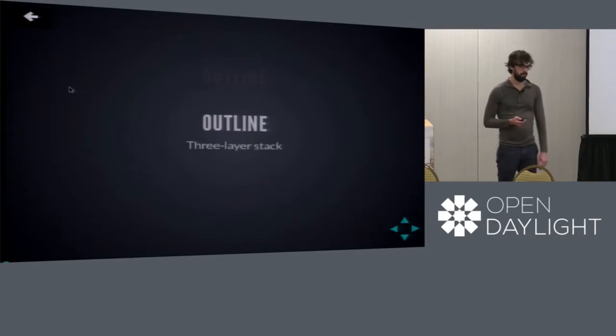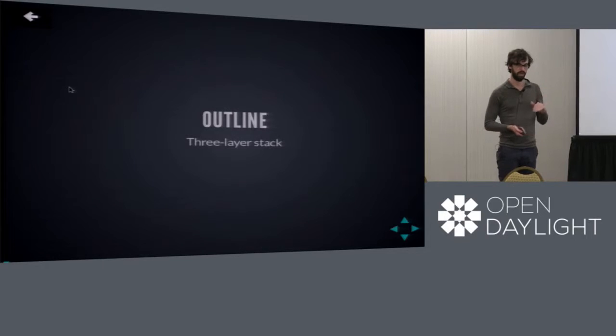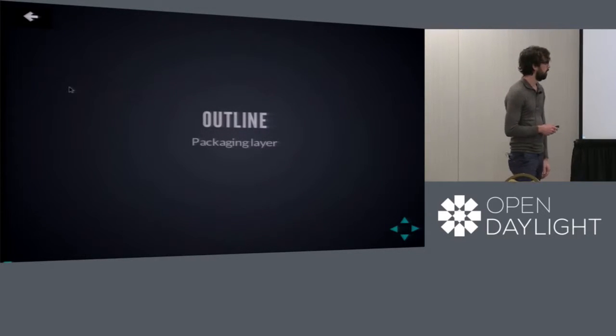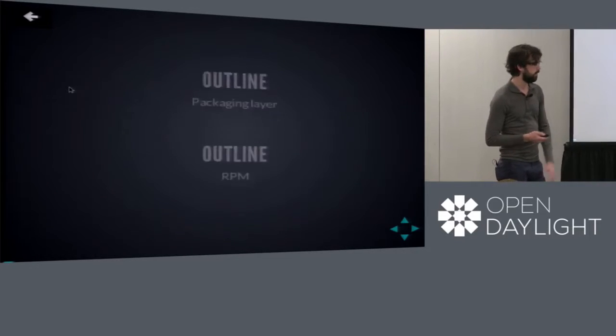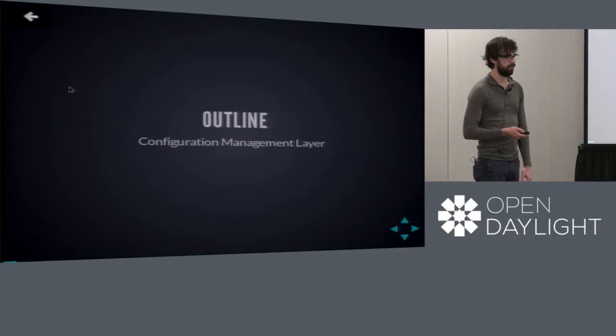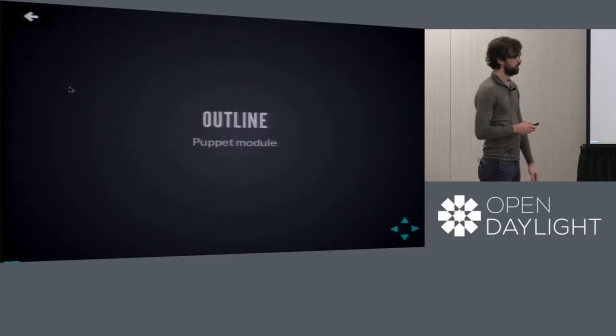So a quick outline about what we're going to be talking about today. I like to think of what we serve in terms of a 3-layer stack. I think the abstractions are useful in that way, so I'll be describing them in that order. The first layer is the packaging layer, so that includes things like RPMs and debs. The second layer is a configuration management layer that consumes the packaging layer and then does additional configuration on top of that. So this would be like our Puppet module and our Ansible role.